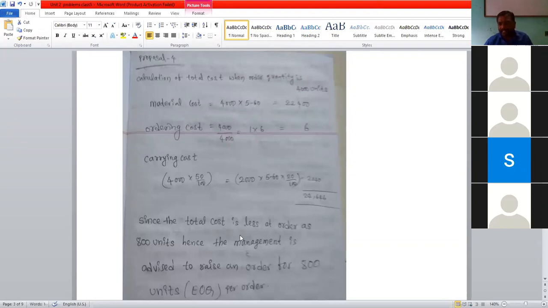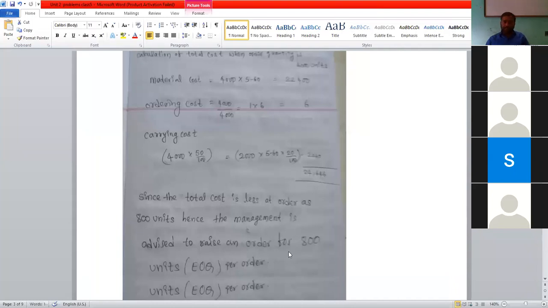So that is, since the total cost is less at order as 800 units, hence the management is advised to raise an order for 800 units as EOQ. So always remember which the total cost having very less, the less cost proposal, that we are calling as an economic order. Now in this question we can call as an EOQ is 800 units.